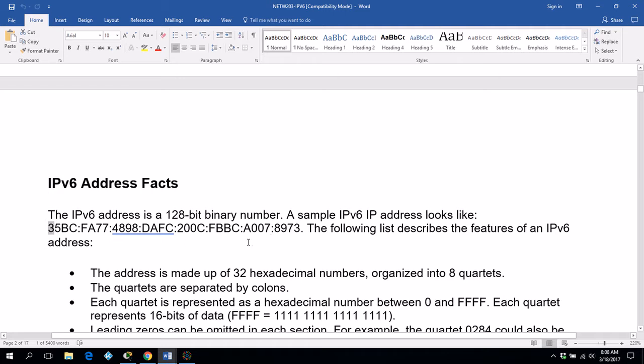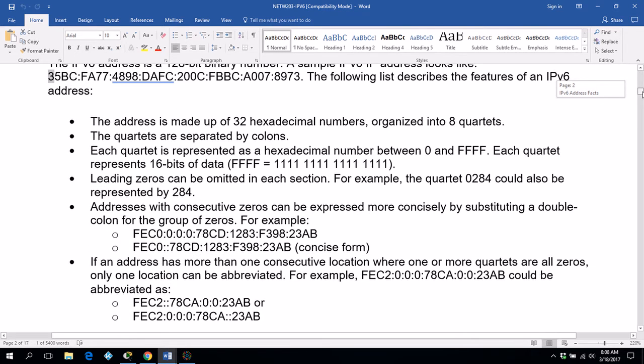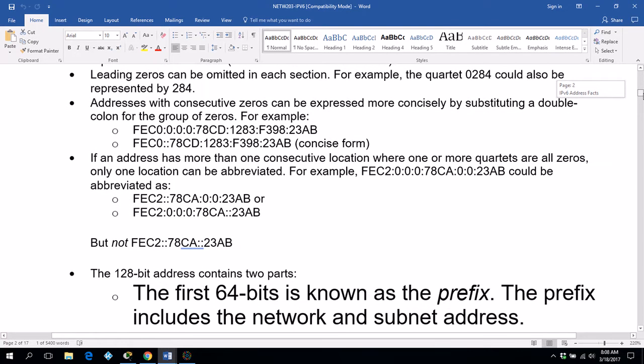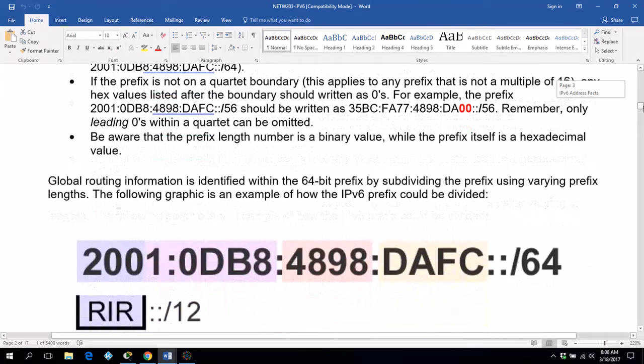There's going to be a lot of zeros, so I'm going to show you how to write the IPv6 address in a more concise form. Okay, so we'll talk about that later on. So let's take a look at the actual IP address and how it's broken down.